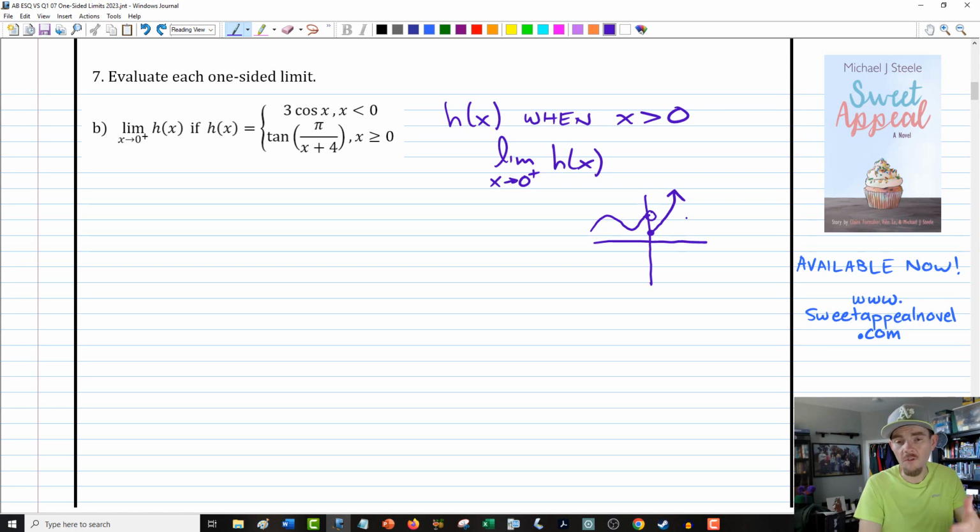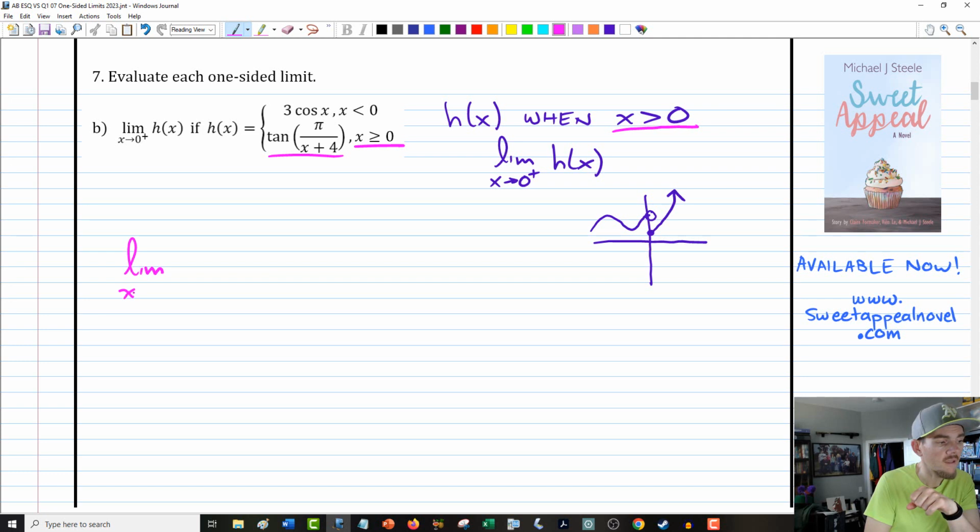And obviously, since tangent is involved, this is a discontinuous function at many spots. But for the moment, we're interested in 0, so we're fine there. So now, of course, what does that mean? Well, we want to use the section where x is greater than 0, which is going to occur right here. So we're going to be evaluating this one-sided limit using the tangent portion. So let's go ahead and do that. We want to evaluate the limit as x approaches 0 from the right side of h of x. That's going to involve us substituting 0 into the function. So pi over 0 plus 4. That's going to give us the tangent of pi over 4.